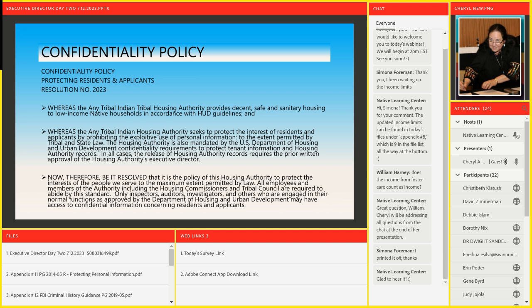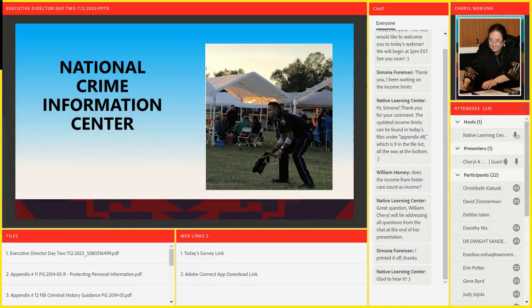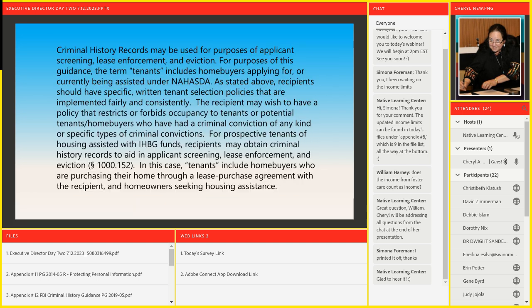Okay, so make sure that you have something to that effect that's passed and signed by your incoming people. So the National Crime Information Center, we are allowed to run the criminal background history used for purposes of applicant screening, lease enforcement, and eviction. Okay. We are also allowed to run a criminal background on any prospective housing employee. We are in very, very sensitive positions. So the statute also allows that.